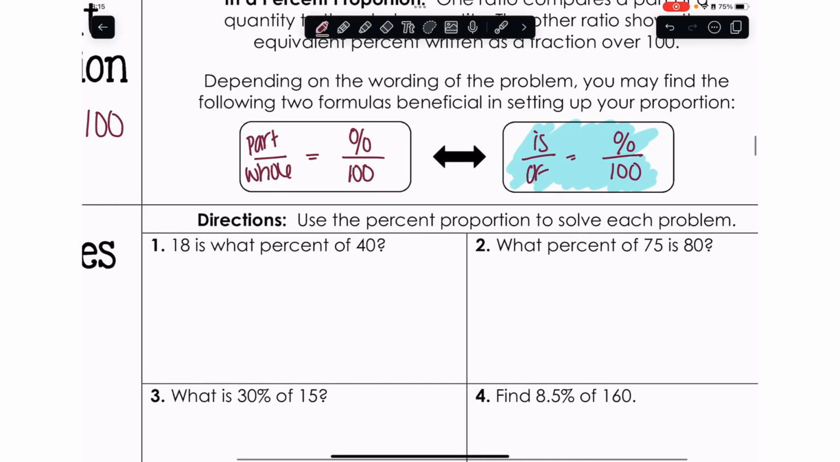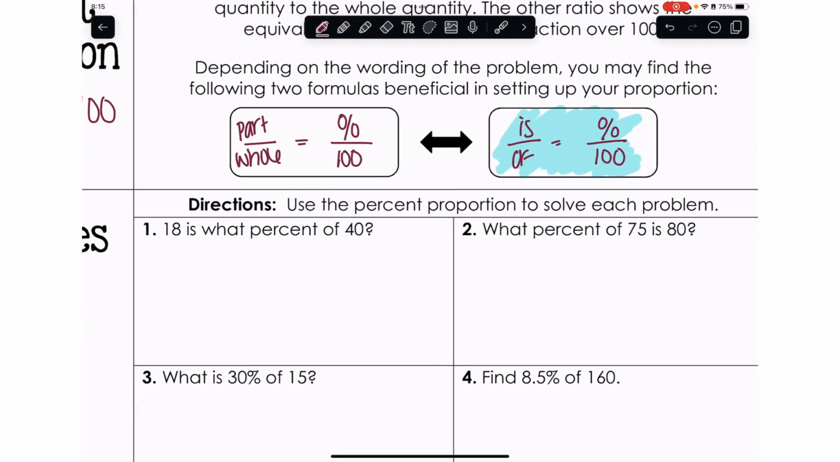So what we can do is look at some key words. For number 1 here, how we use is over of equals percent over 100 is by looking at where my numbers are, what kind of word is around it, what word is it associated with. For number 1, it tells me 18 is what percent of 40. So some keywords: 18 is. That's the number that's going to go on top of my fraction. So I'm going to write this one more time: is over of equals percent over 100.